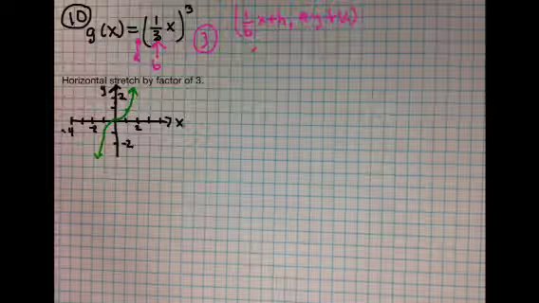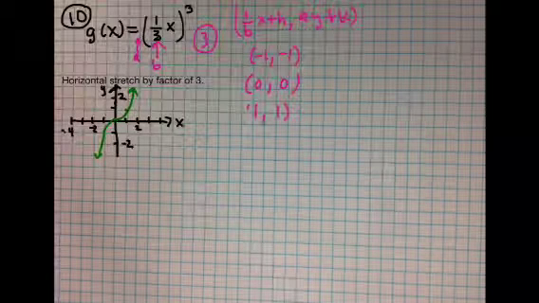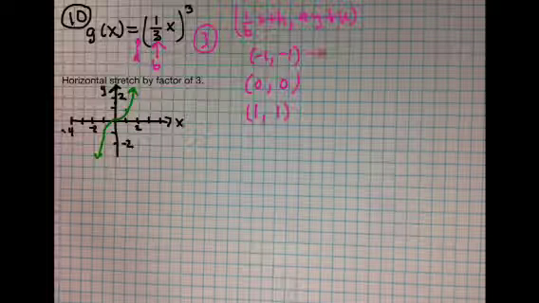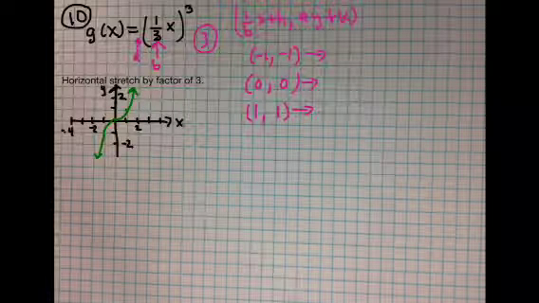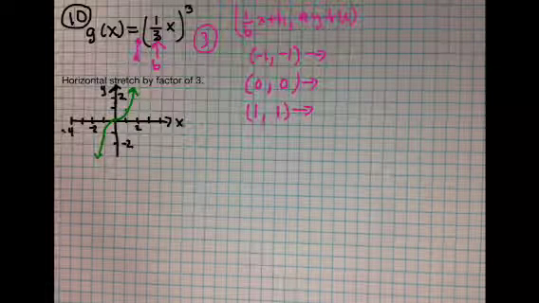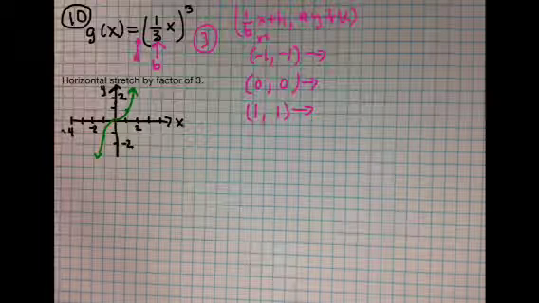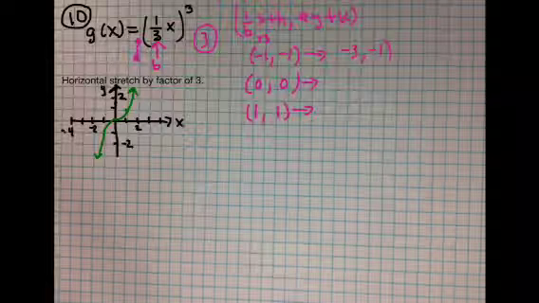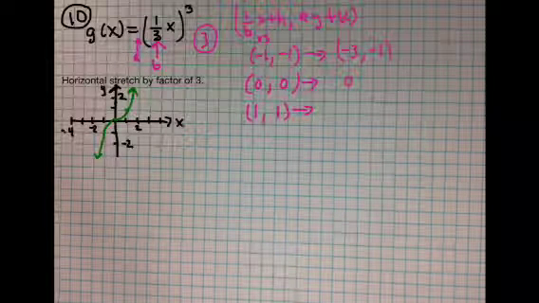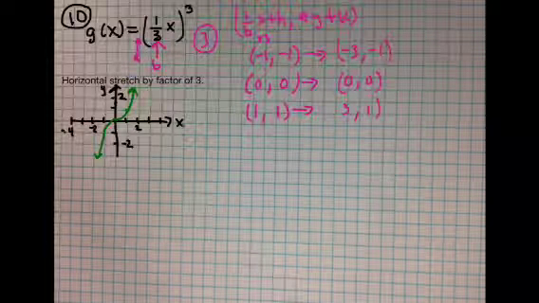So negative 1, negative 1. So we're starting off with those, and we're multiplying the x's by 3. Okay, because we're multiplying by 1 over b, and 1 over b is 3. So times 3 on the x's. That gives me negative 3. Y does not change. 0 times 3 is 0. And 1 times 3 is 3. Notice the y does not change.